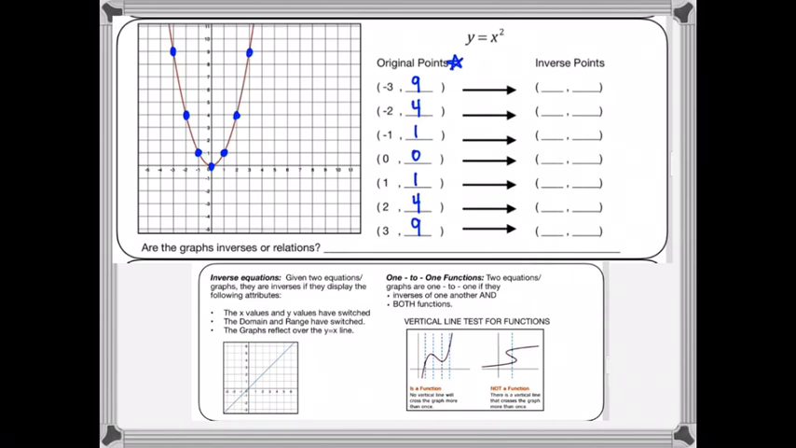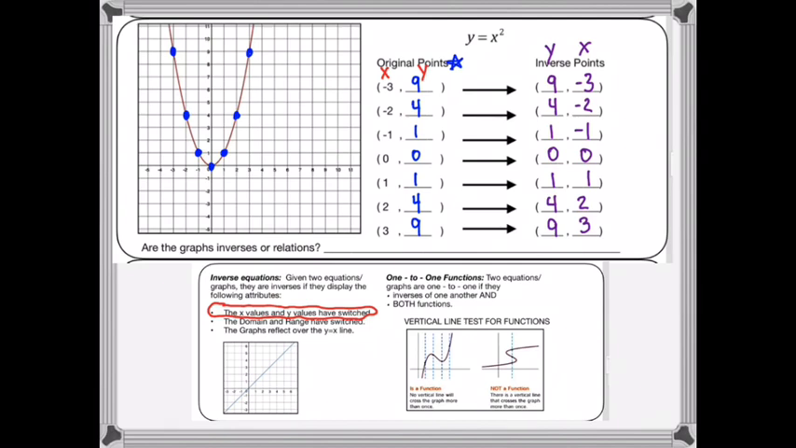Now, to build a graphical inverse, and it might be an inverse, or it might be a relation, and I'm going to explain that in a moment, we want to use the property that the x and y values switch. These are the x values and these are the y values, and I'm going to switch them over on the right hand side to make inverse points. So I'd have 9, -3, okay? That means I'm putting the x's and y's flip-flopped around, 4, -2, 1, -1, and so on. Okay, so I just finished that up.